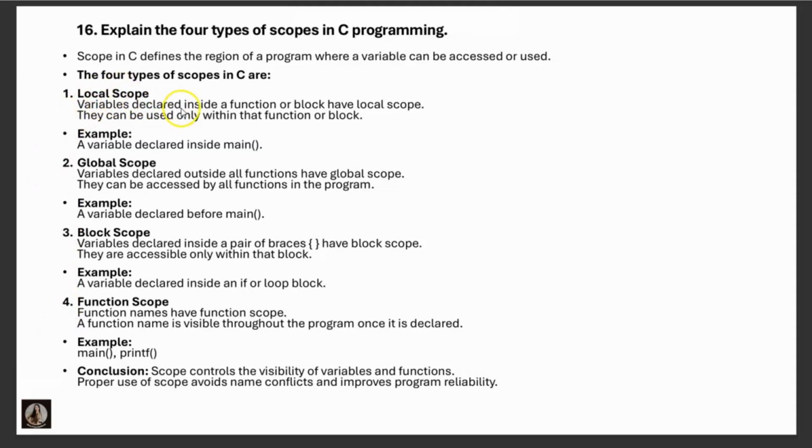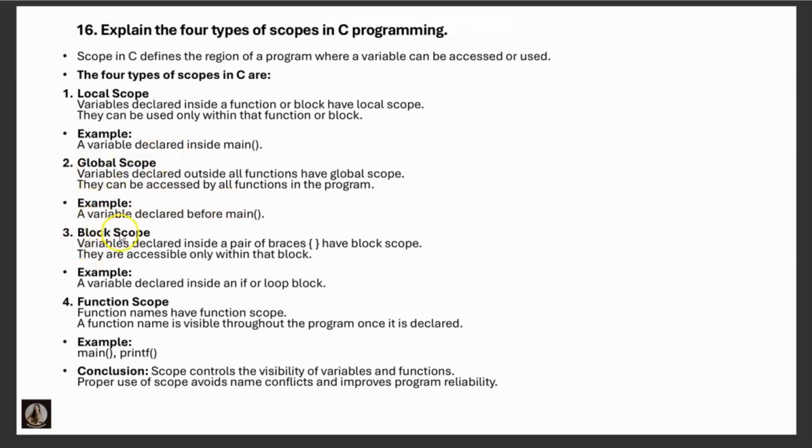Local scope means the variables declared inside the function or block have a local scope. They can be used only within that function or block, which is declared inside the function or the block and which is used only within that block or function. That is local scope. For example, a variable declared inside main, which is used only inside main. Clear? And the next one is global scope. Variables declared outside all the functions have global scope, which can be accessed by all the functions in the program, which is globally accessible, I can say. For example, a variable declared before main, that is global scope.